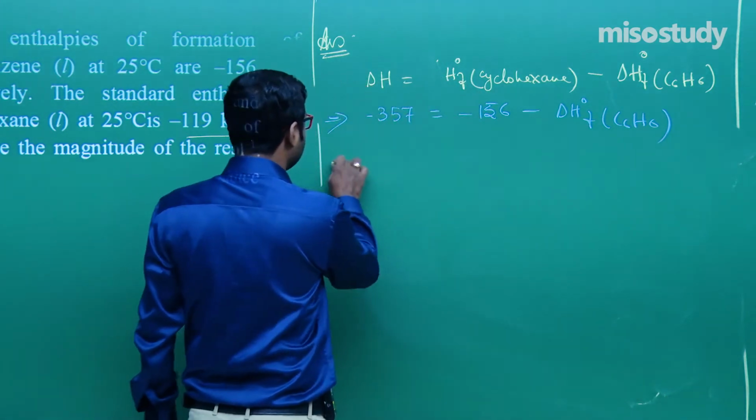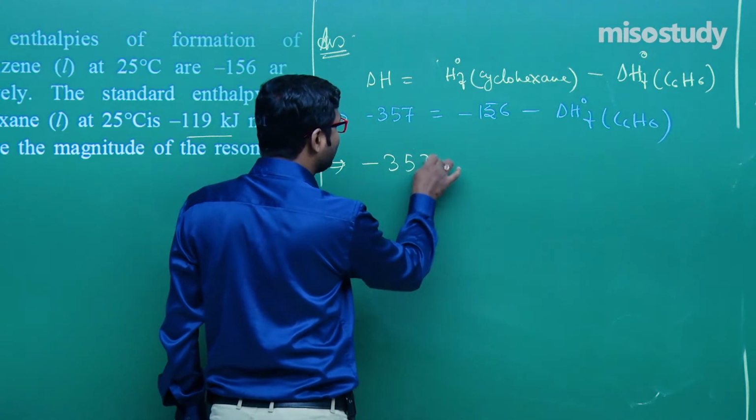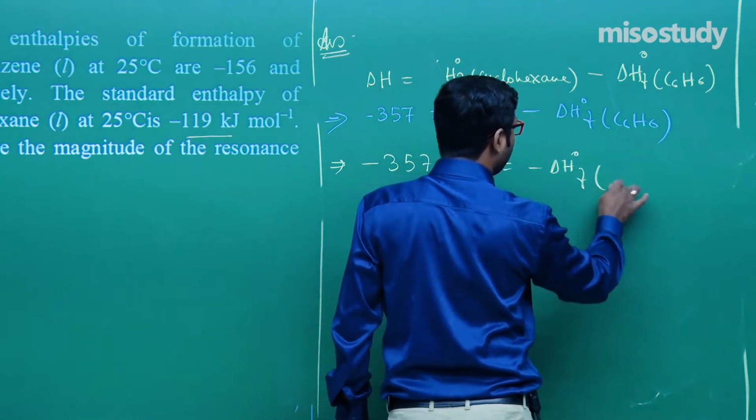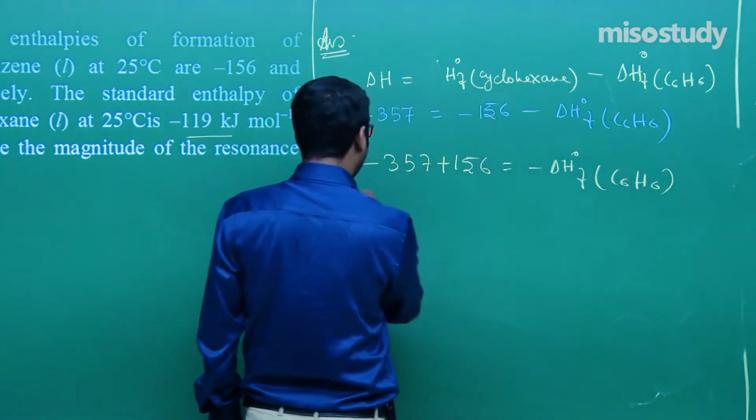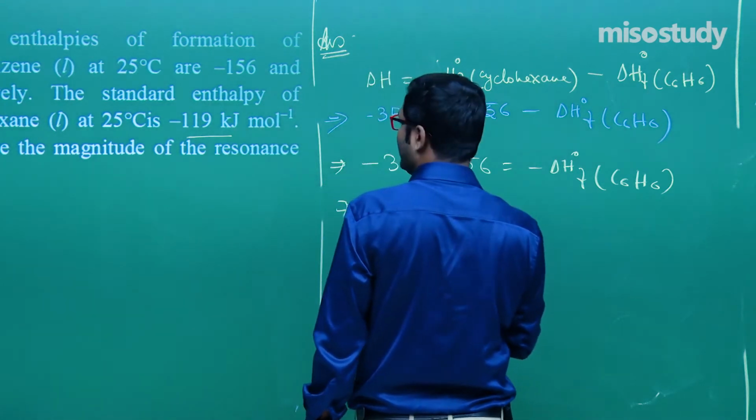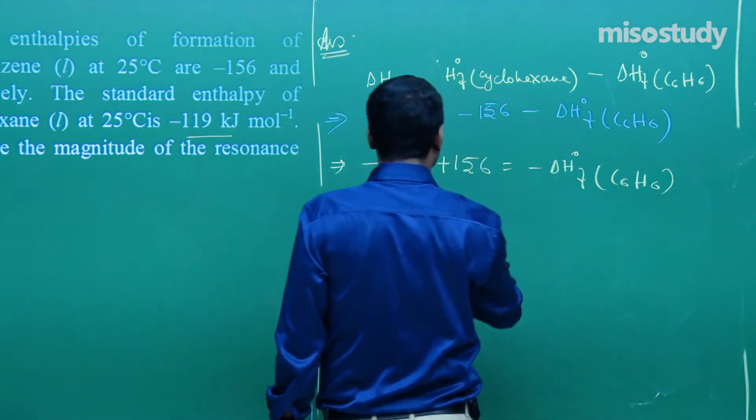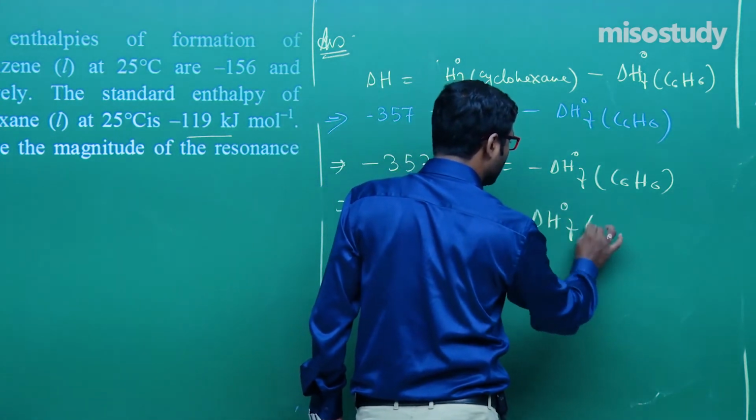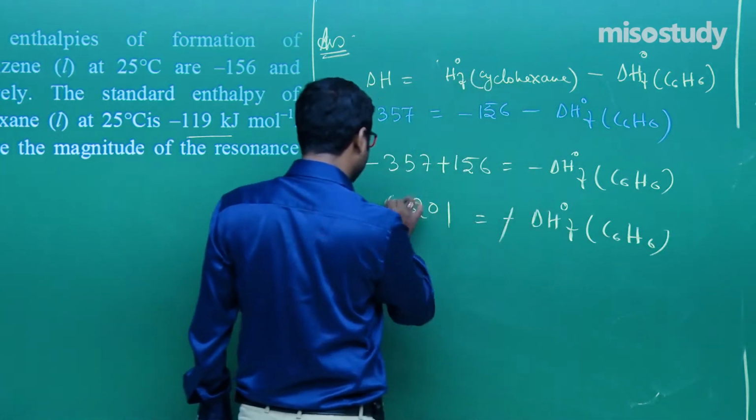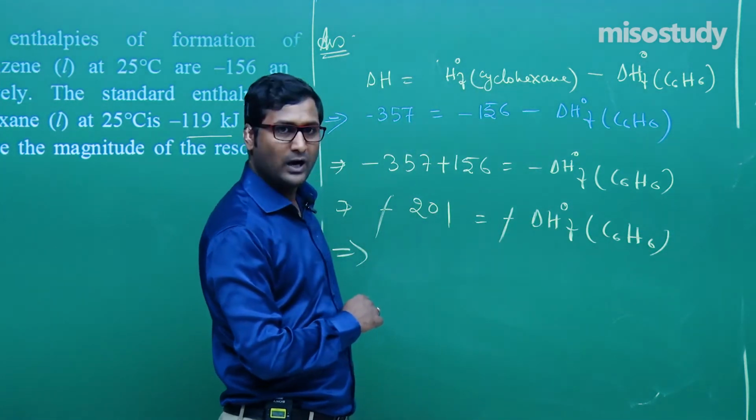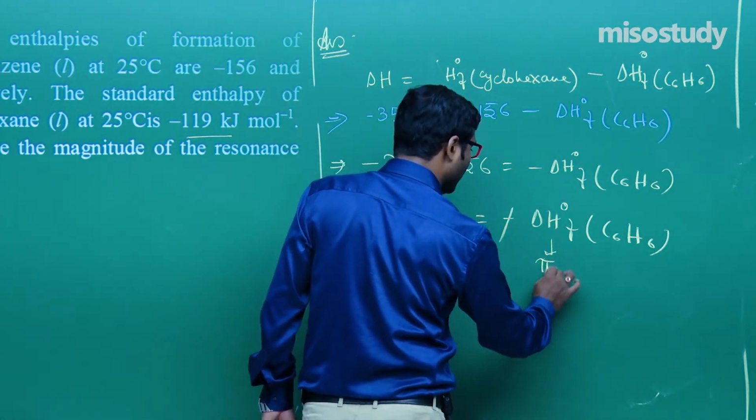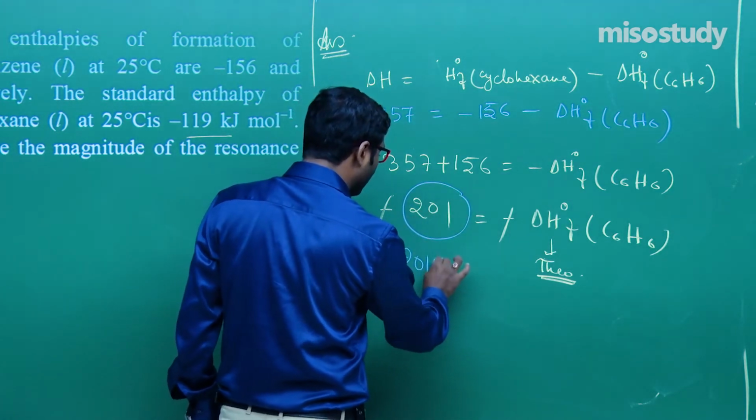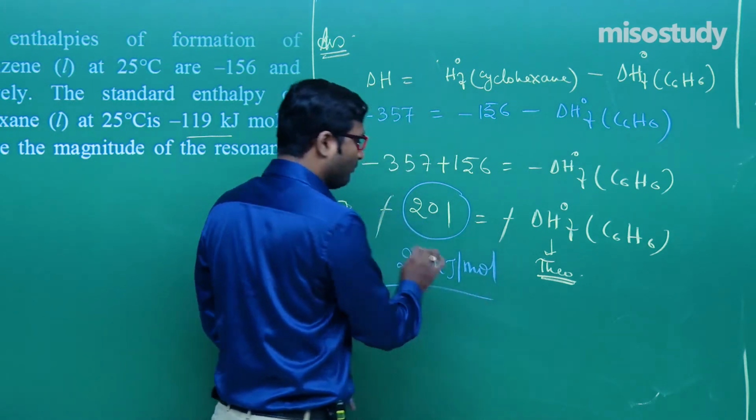So in this case, what will happen? Minus 357 plus 156 is equal to minus delta H formation of C6H6. Now it will give you a value of around 200. Clear? Minus 201 is equal to minus delta H formation of C6H6. Now this will cancel this one. Clear? Check it out. This is the theoretical value. So we have got the theoretical value, that is 201 kilojoule per mole.